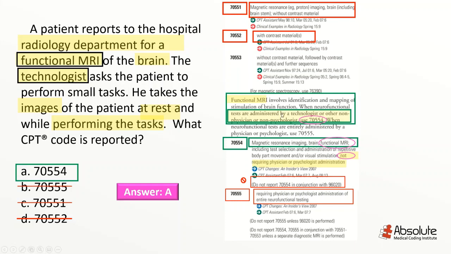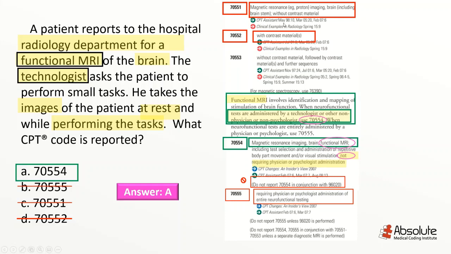So definitely, as Mrs. J always says, read everything, make little notations, remind yourself: if I see this and a technologist or a non-psychologist is administering this particular functional MRI, that's what we need. If they're not, and it is the physician or someone, this is the code. But that wasn't the case. So that was the only sticking factor.